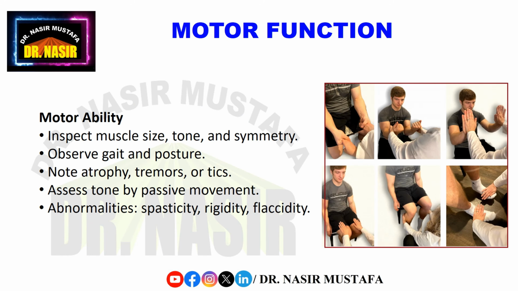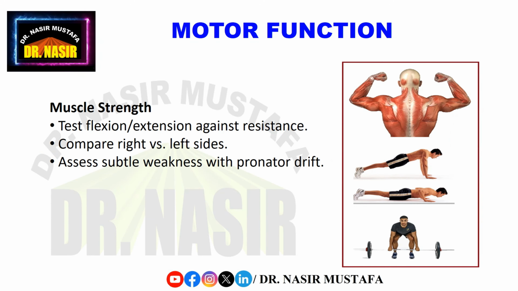Now, assess motor ability. Inspect muscle size, tone, and symmetry, and observe gait and posture. Note any atrophy, tremors, or tics. Assess tone with passive movements, looking for abnormalities like spasticity, rigidity, or flaccidity. Next, assess muscle strength by testing flexion and extension against resistance. Compare the right and left sides and check for subtle weakness using the pronator drift test.